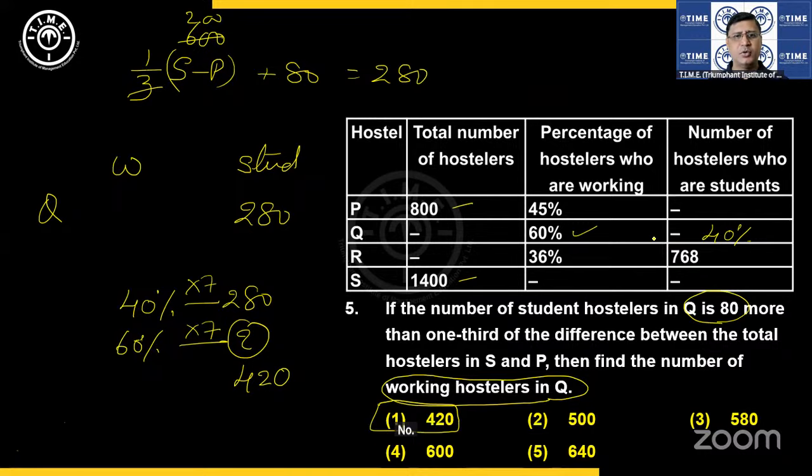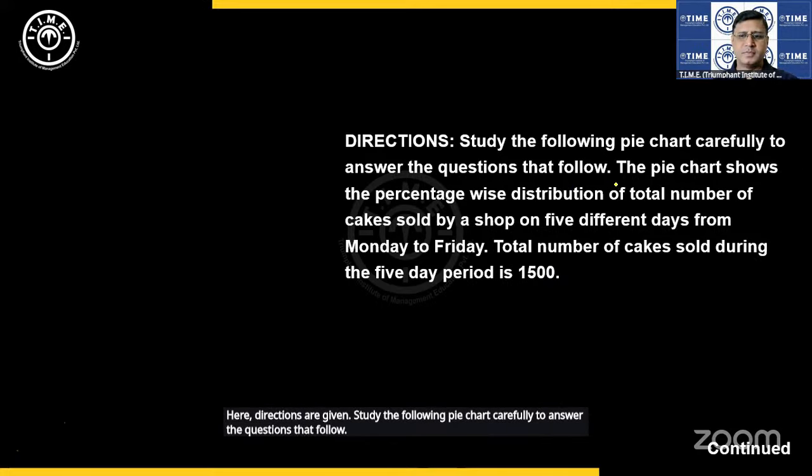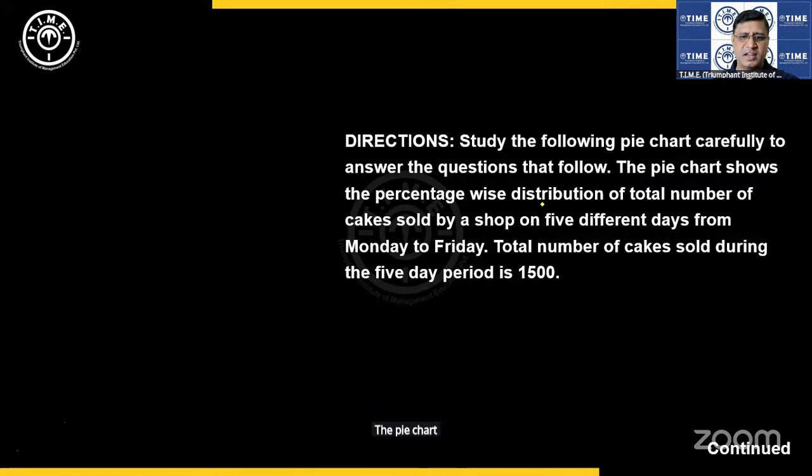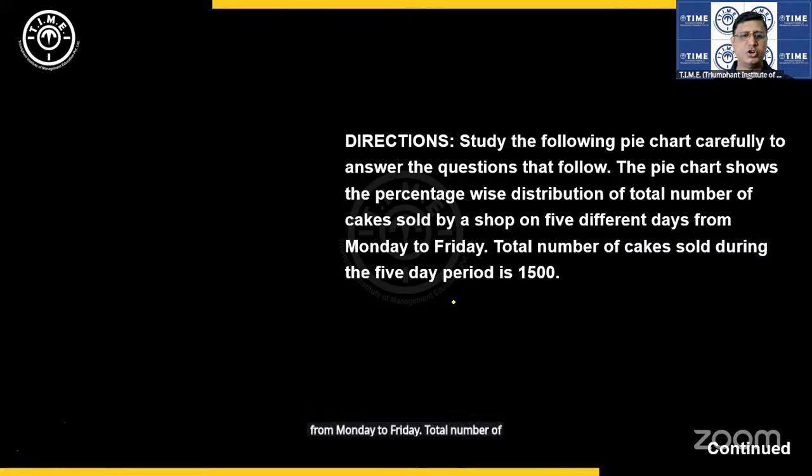Now look at the next example on your screen. Next set of questions. Here directions are given. Study the following pie chart carefully to answer the questions that follow. The pie chart shows the percentage-wise distribution of the total number of cakes sold by a shop on 5 different days from Monday to Friday. The total number of cakes sold during the 5 days period is 1500. So the total number of cakes is 1500.